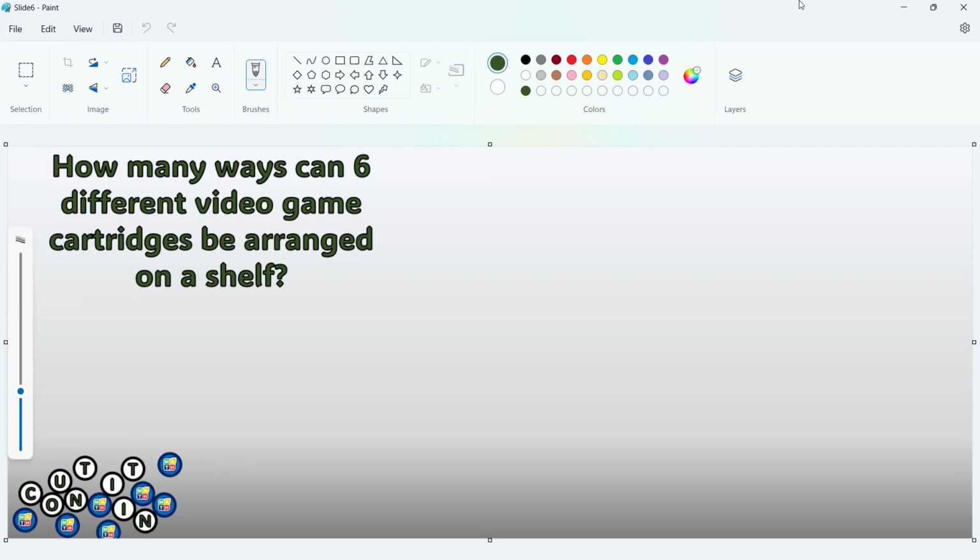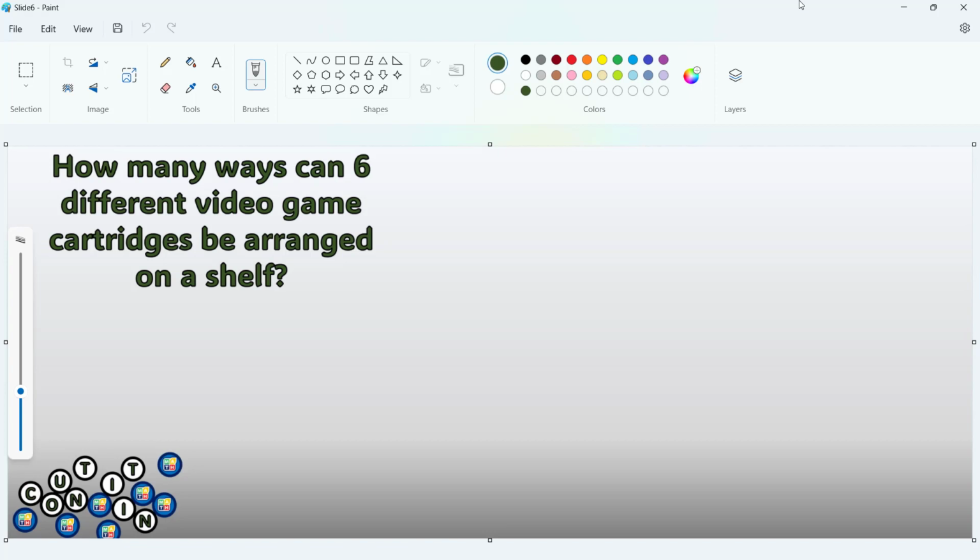How many ways can 6 different video game cartridges be arranged on a shelf? This is an example of a situation where arrangements will matter because we have 6 different cartridges and they are all to be placed on a shelf. This could be answered in 2 different methods. This time, we are going to use the fundamental counting principle.